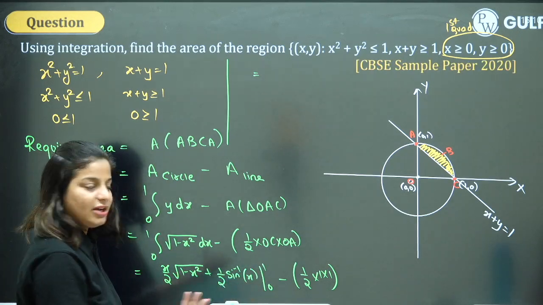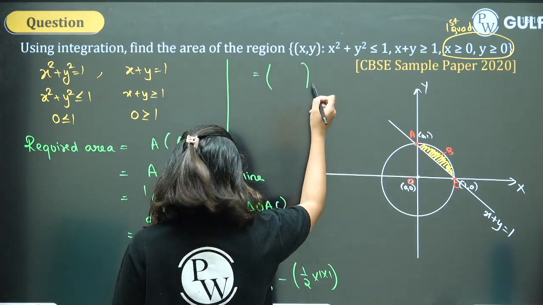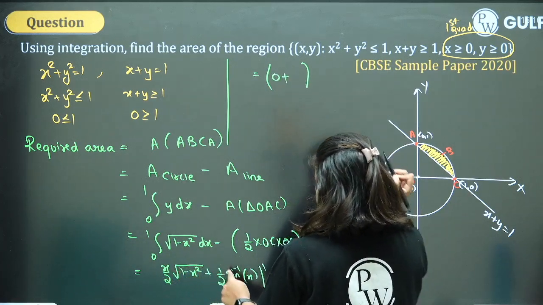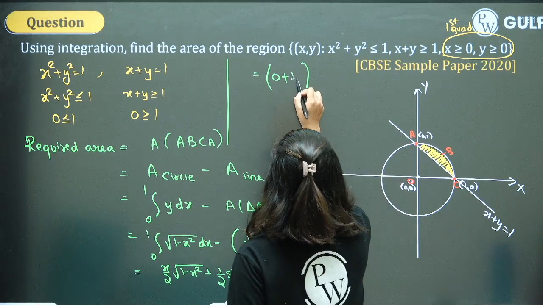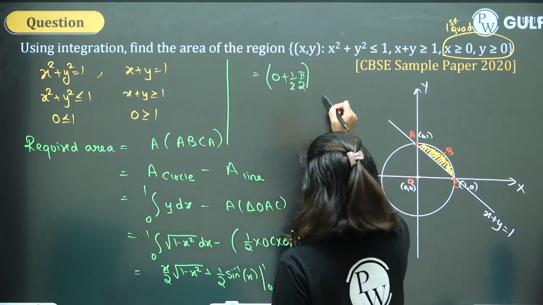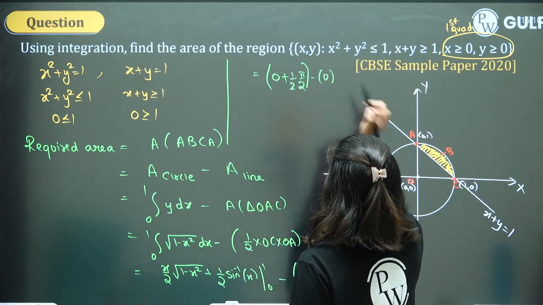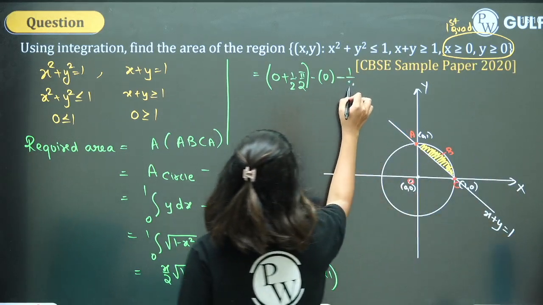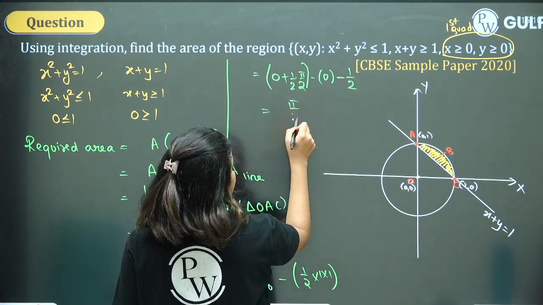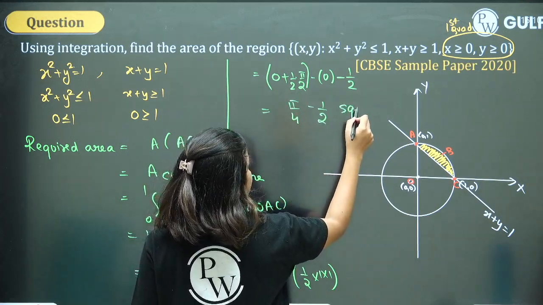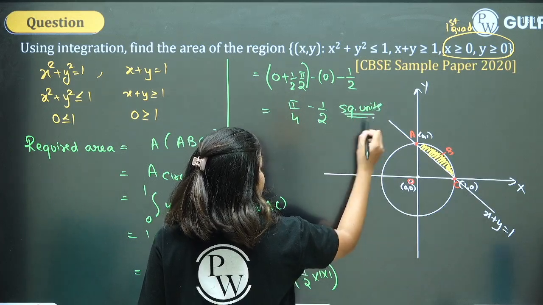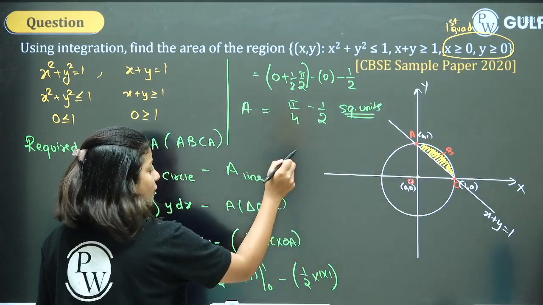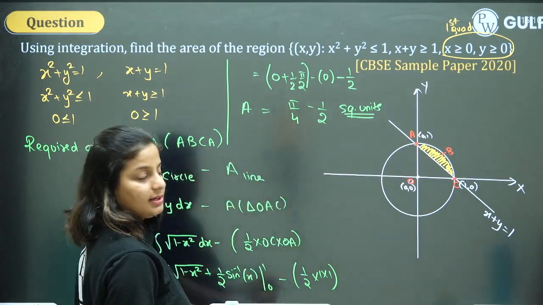So the lower limit actually is not making any sense. We'll put the upper limit 1. The first term becomes 0. Second term, sine inverse of 1 is how much? Pi by 2. Minus the lower limit, I already told you 0, and minus half into 1 is half. The answer is pi by 4 minus half square units. Do not forget it's area, so square units should be the unit. Required area of ABCA is this.